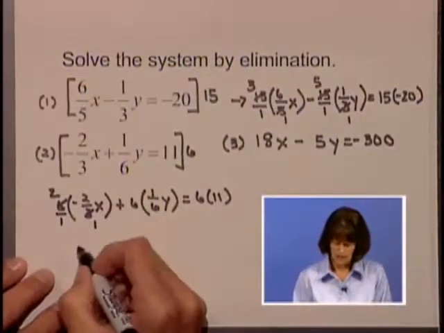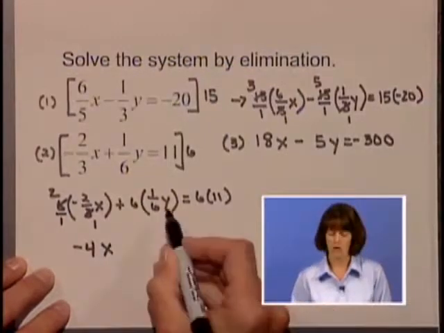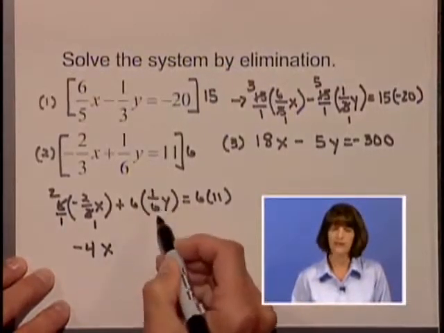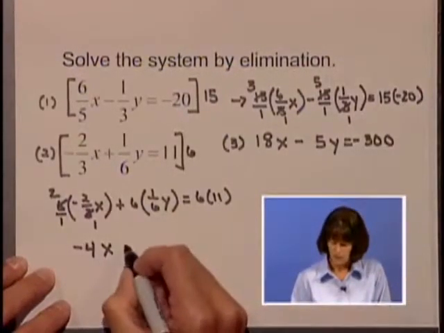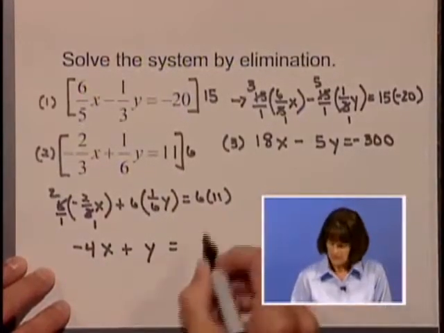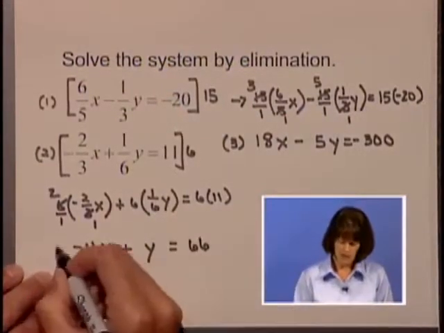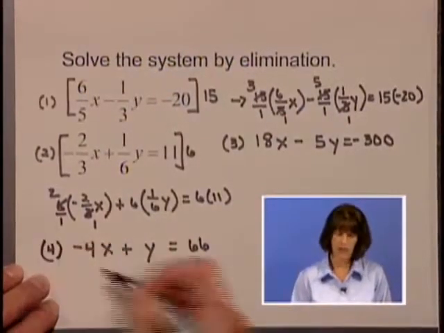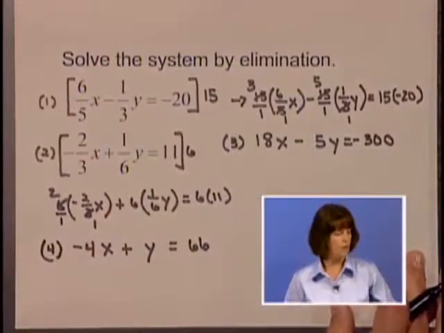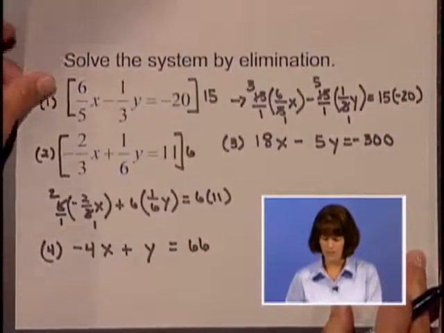Multiplying straight across, that's a -4x. With our second term, 6 times 1/6, its reciprocal cancels out. On the right, 6 times 11 is a 66. And let's call this our new equation 4. So at this point, we've got 2 equations without fractions. Now let's focus on those 2.